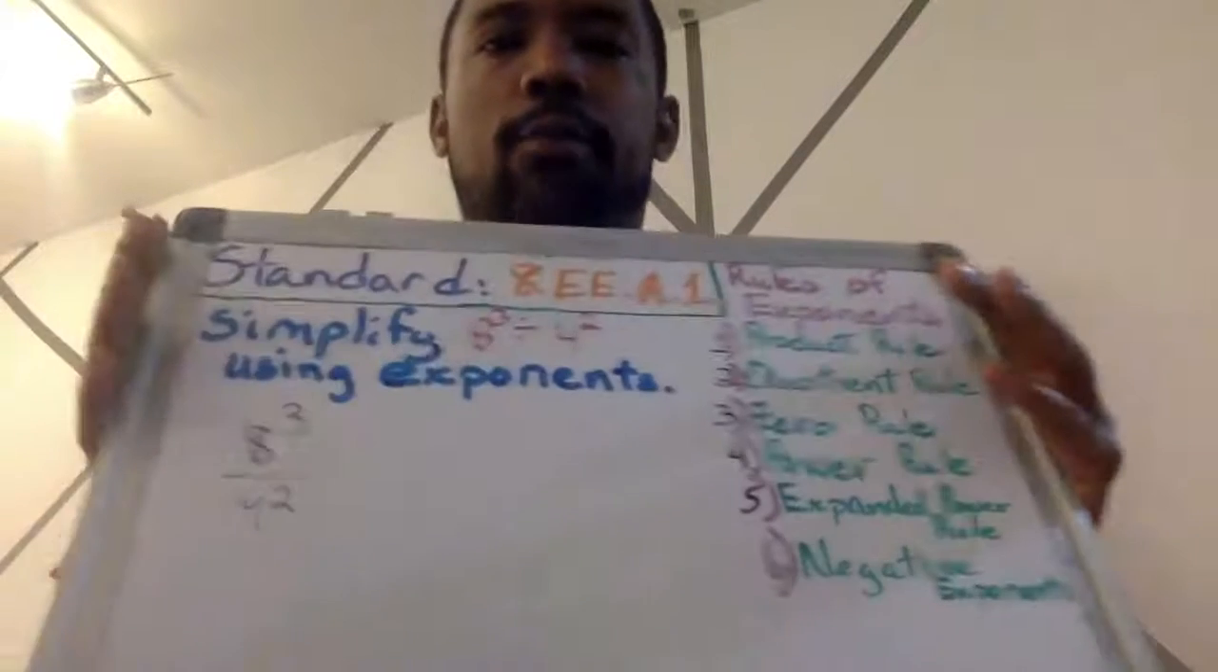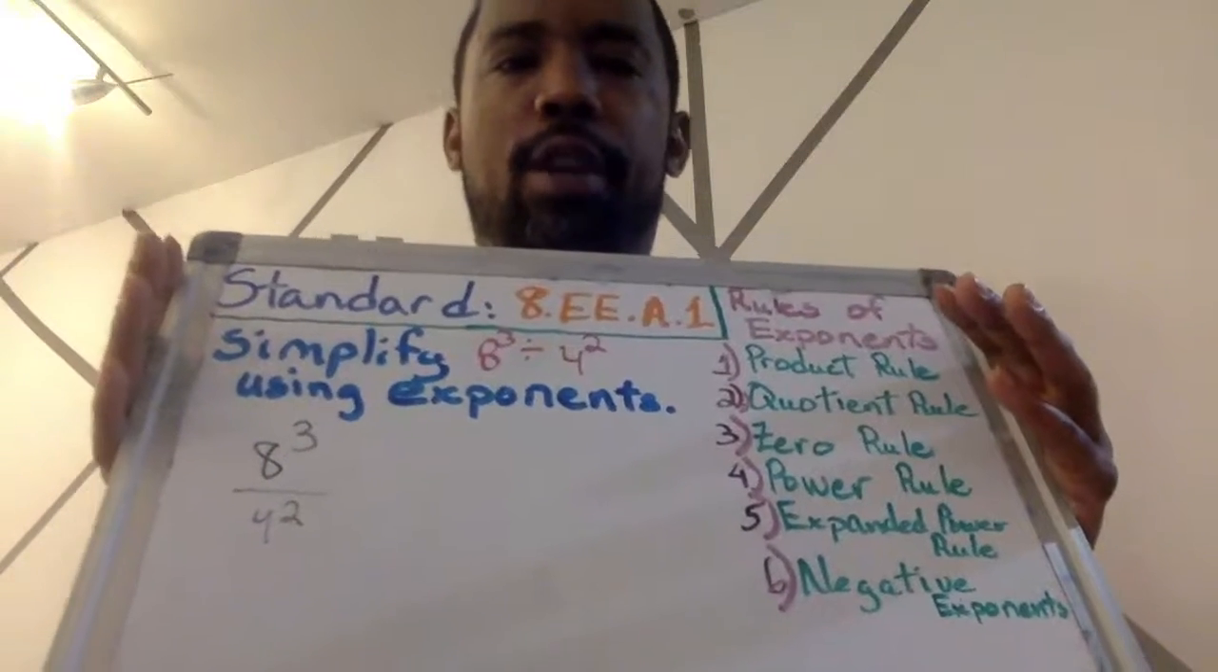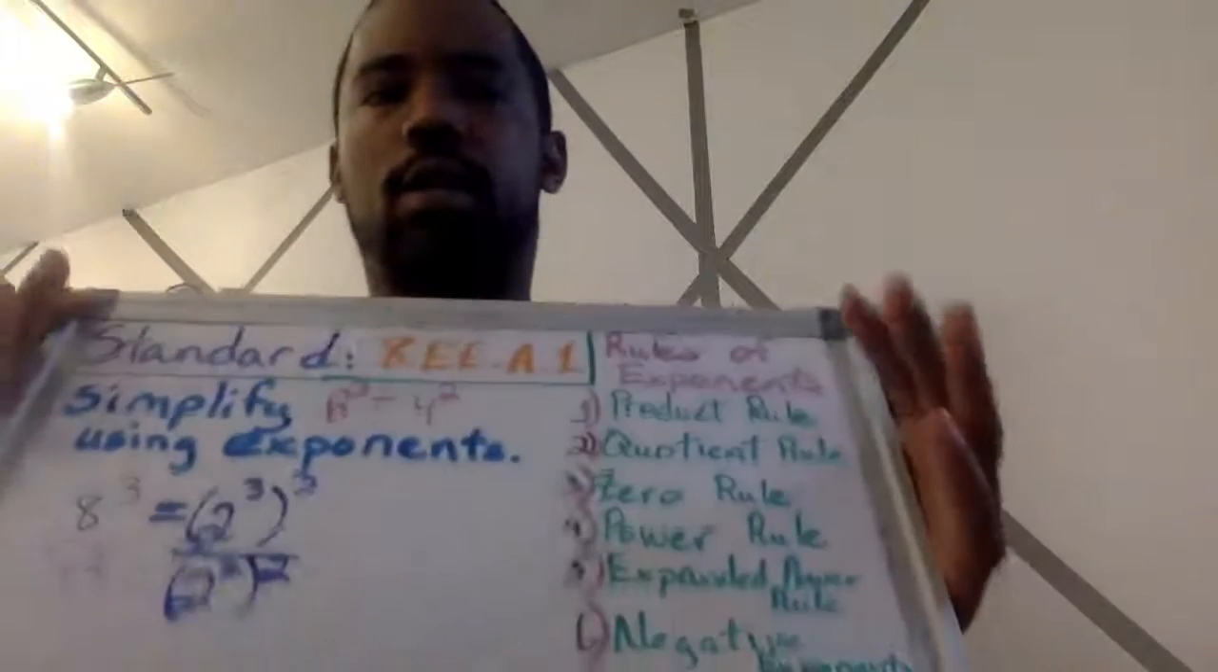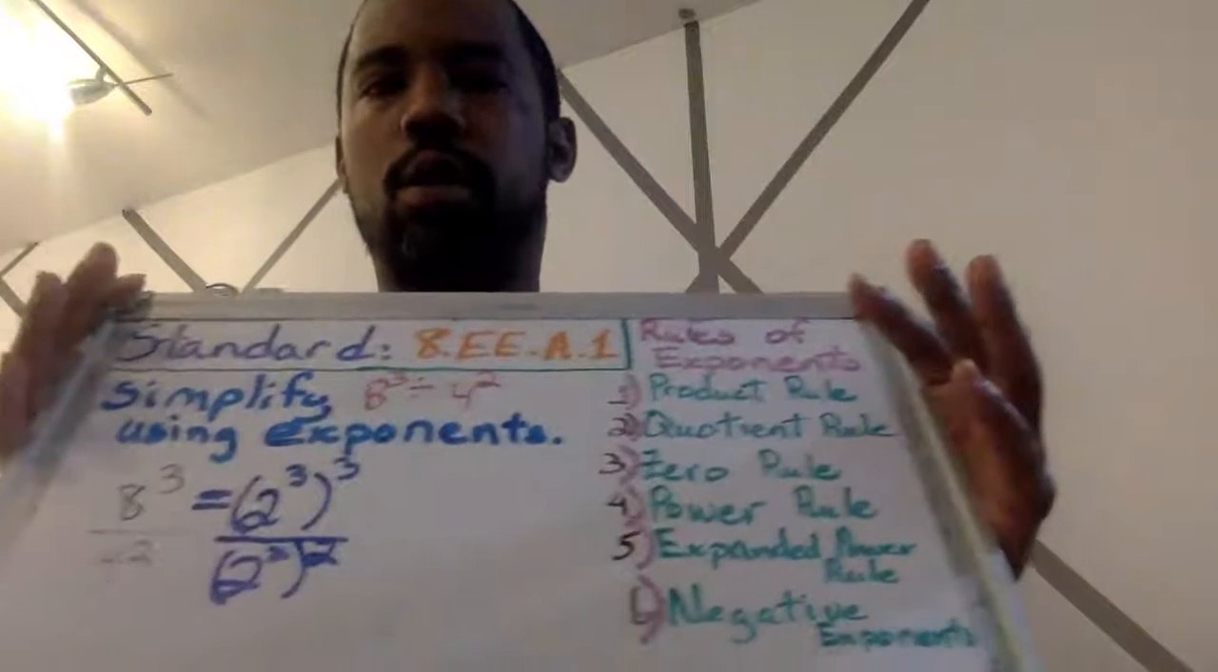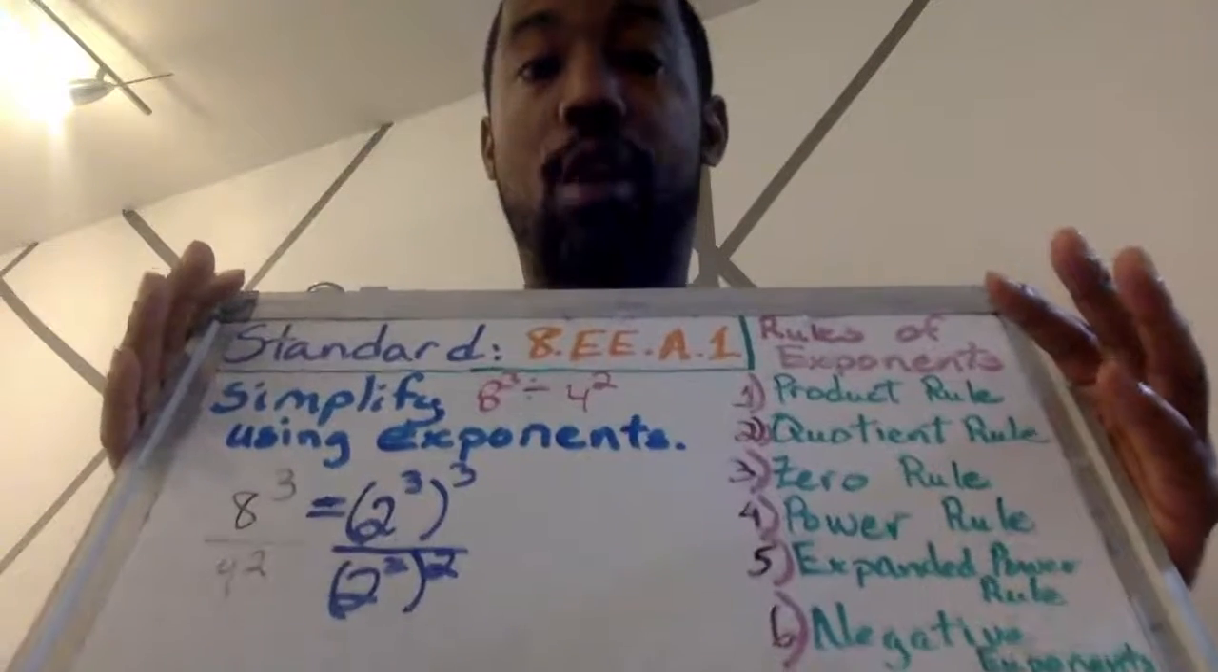So first, I want to rewrite this division problem in fraction form: 8 cubed divided by 4 squared. If you were thinking about different ways to write 8 and 4, then you would know that we can rewrite 8 and 4 both as a number with the base 2. So 8 is 2 to the third power, and 4 is 2 to the second power. Rewriting our problem, we now get 2 to the third power cubed divided by 2 squared squared.